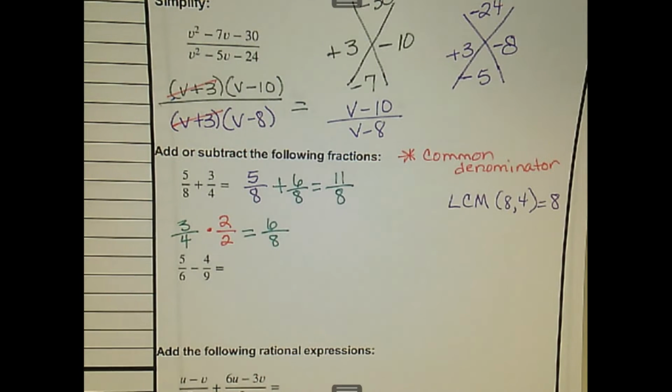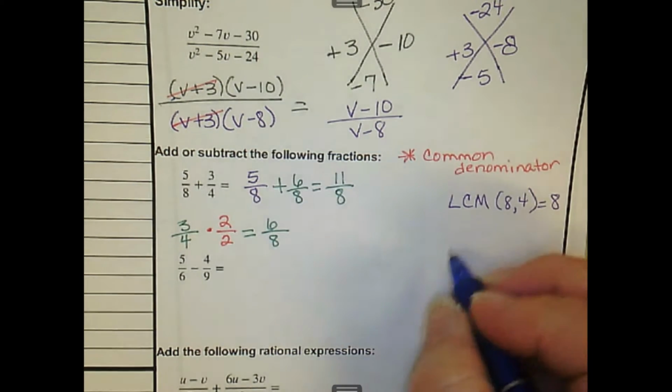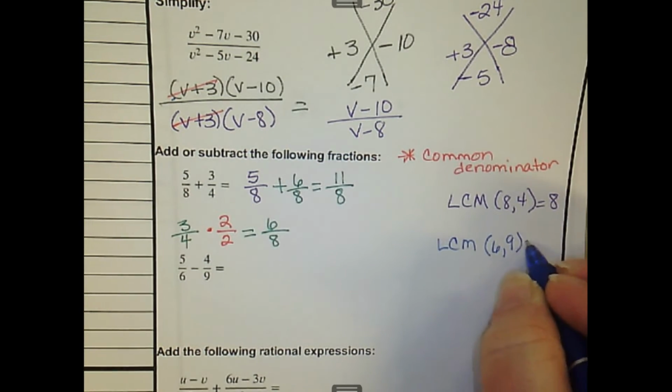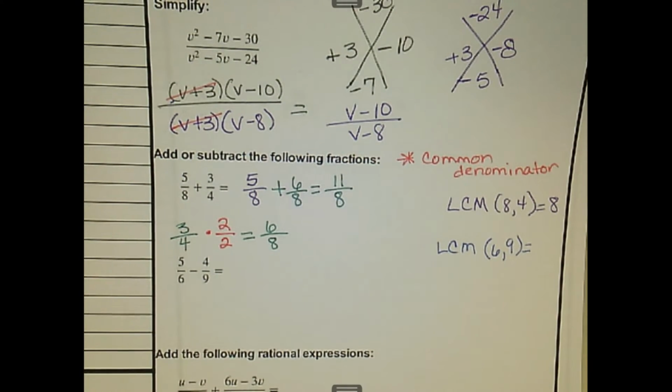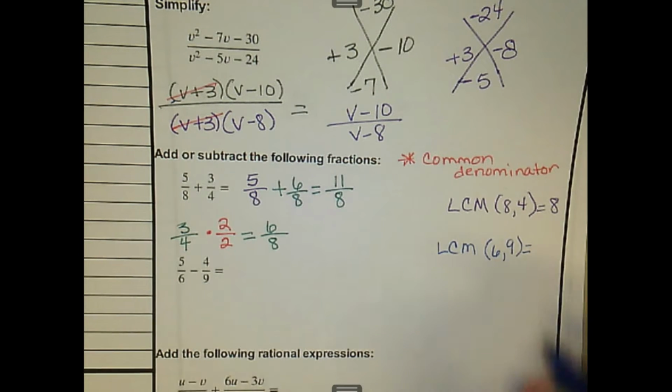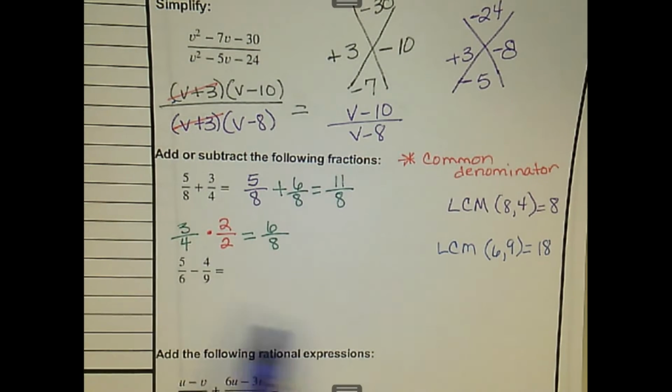Okay, so the next one, we've got a 6 and then we've got a 9. Still got to find that least common multiple. This time I do not have a calculator. Well, I look at my bigger number, 9. 6 does not divide into 9 evenly, so I will go to the next number that is a multiple of 9. 9 plus 9 is 18. Will 6 divide evenly into 18? Yes. So I know that I've got to convert both of those to something over 18.